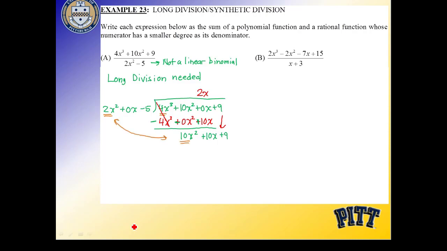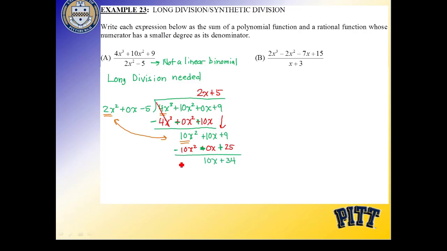So I ask the same kind of thing: 2x squared times what gives me 10x squared? Well, 2x squared times a positive 5 would make 10x squared. So that's what I put here, a plus 5. 5 times 2x squared gives me the 10x squared. 5 times 0x gives me 0x. 5 times negative 5 gives me a negative 25. Again, I'm going to carry through a subtraction, so I make sure to change the symbols around accordingly.